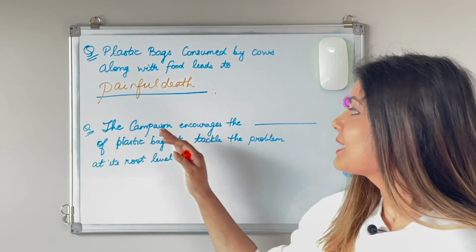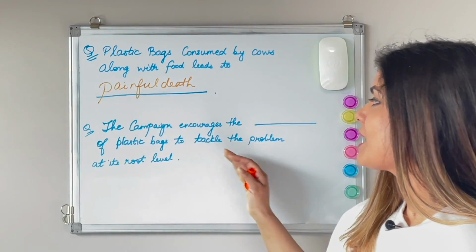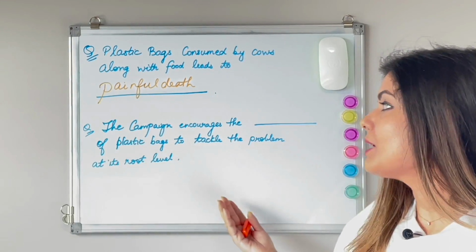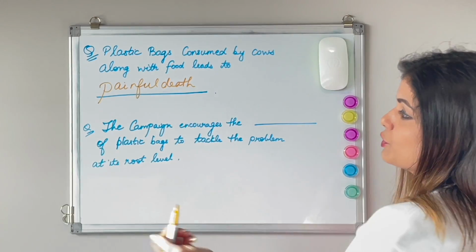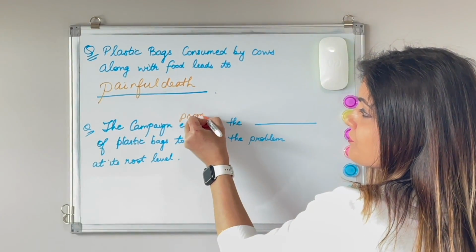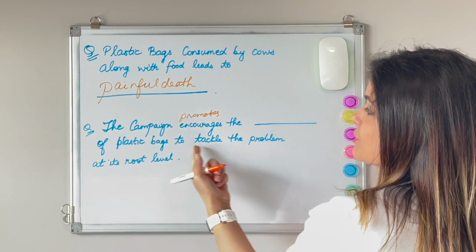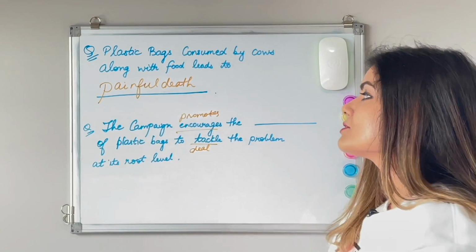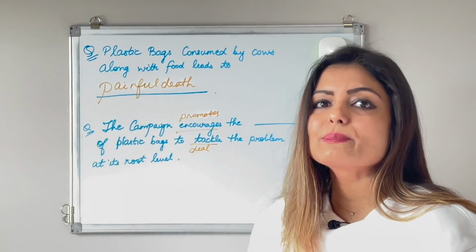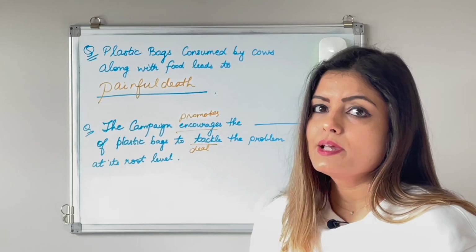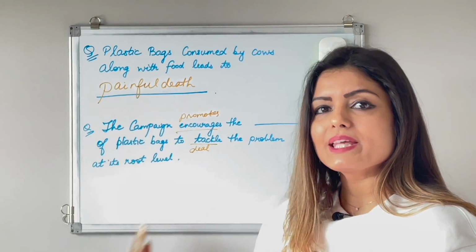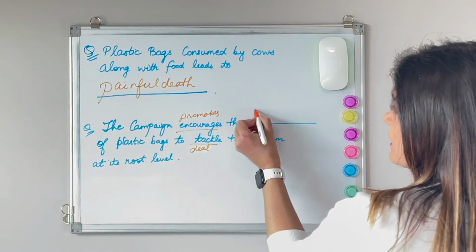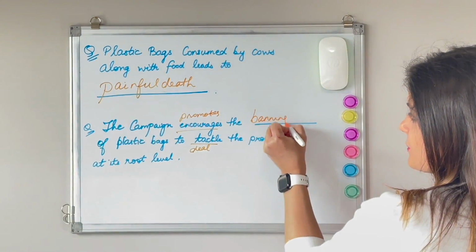The next question: the campaign encourages the dash of plastic bags to tackle the problem at its root level. At the end of the paragraph, it is mentioned about it, but they have used different words. So they have used word promotes instead of encourages, and to tackle the problem, instead of the word tackle, they have used word deal. So although they have used different words, the meaning of the sentence is same. So they have used synonyms, but the whole meaning of the sentence remains the same. So we are going to use the word banning here. So banning would be the correct answer.